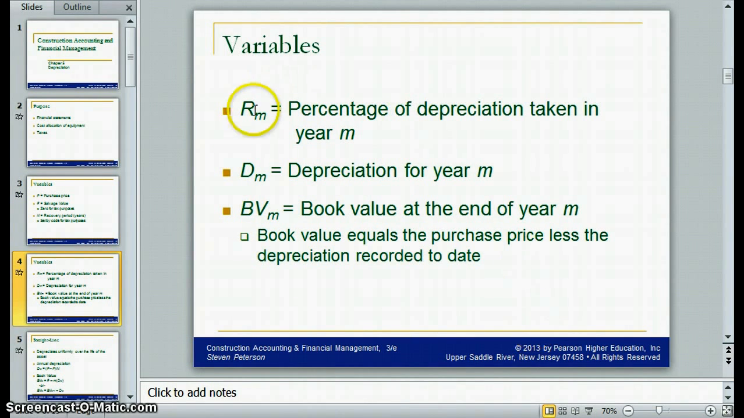Another variable is the percentage of depreciation taken in year M, or in other words, at the end of every year. The depreciation for every year is also D sub M, and the book value at the end of every year, B, is the book value, which equals the purchase price minus the depreciation recorded to that date.